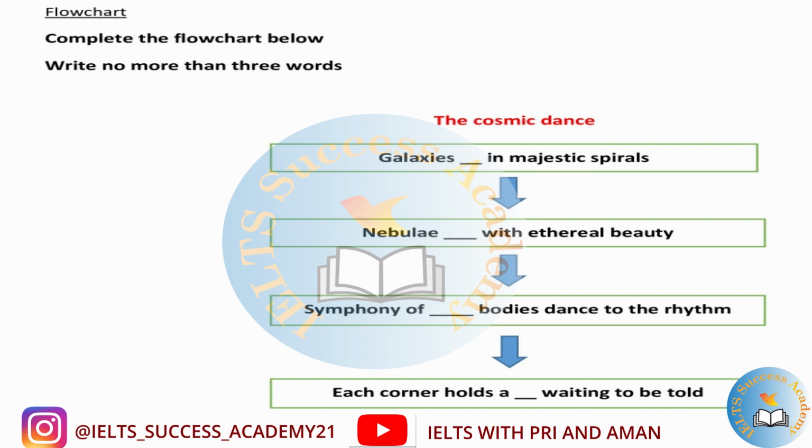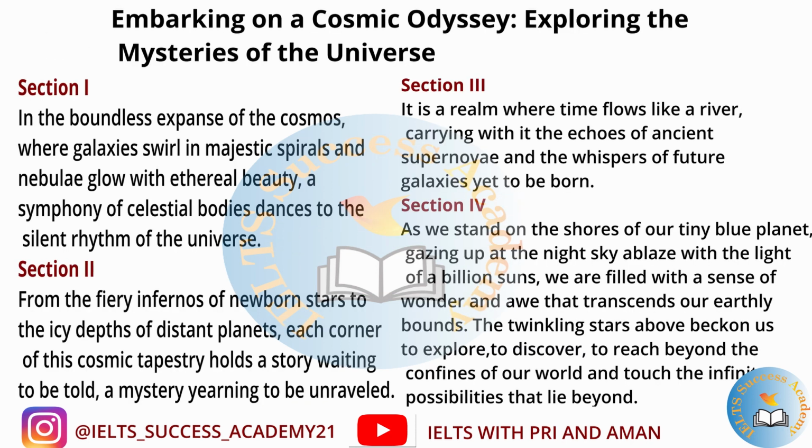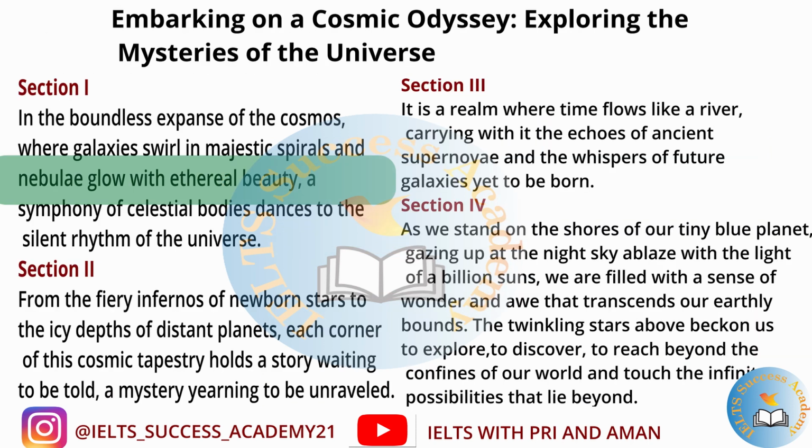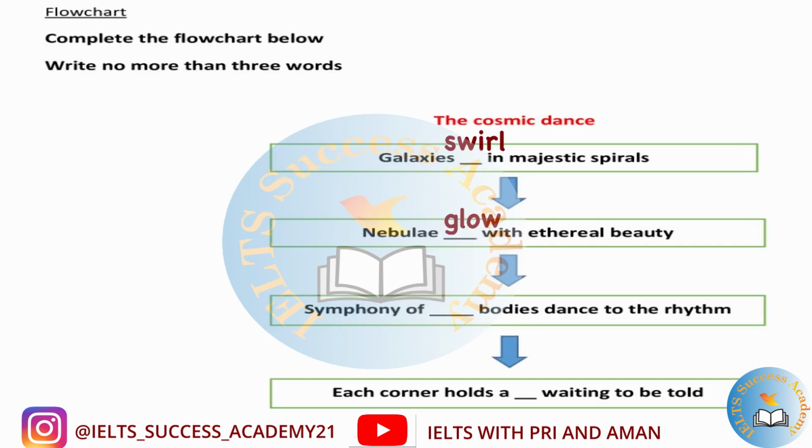We'll see galaxies dash in majestic spirals. Here it states, in the boundless expanse of the cosmos, galaxies swirl. So the answer should be swirl. Okay, for first. Now the next one is nebulae dash with ethereal beauty, and nebulae glow with ethereal beauty. So the answer is glow.